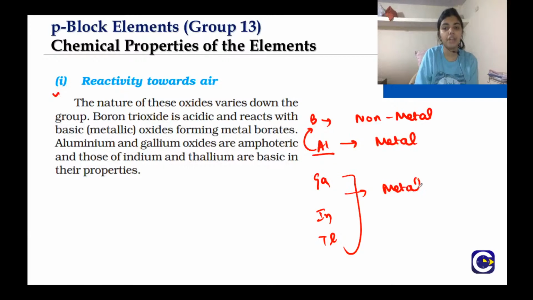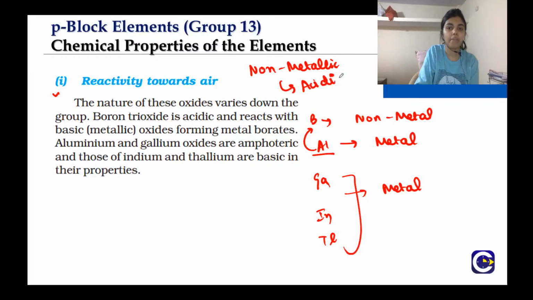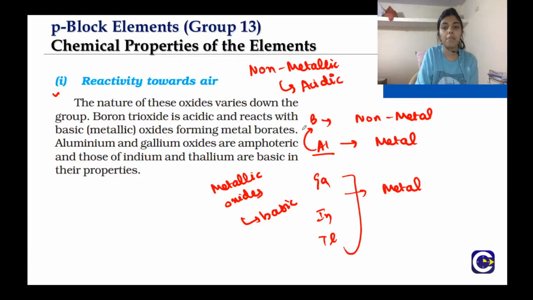We already know that non-metallic oxides are acidic in nature, and metallic oxides are what? Basic in nature. Metallic oxides are basic in nature, right? So here if you compare B2O3, which is an oxide of a non-metal, it is acidic in nature.